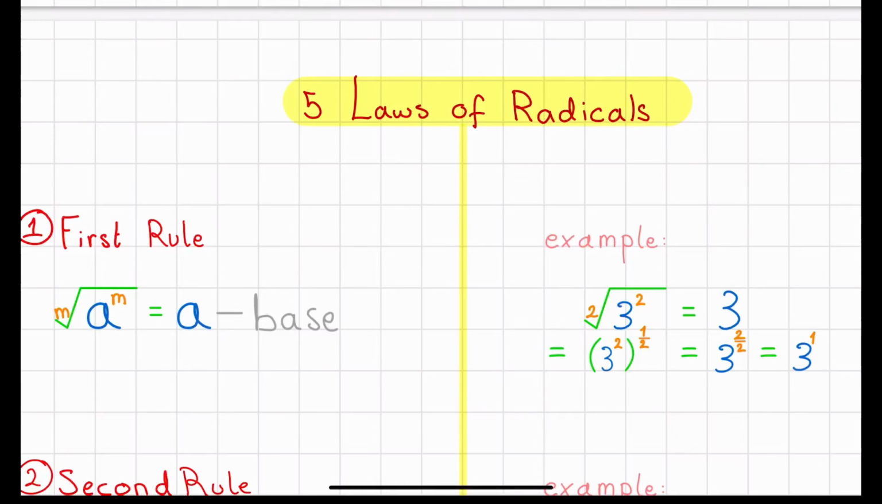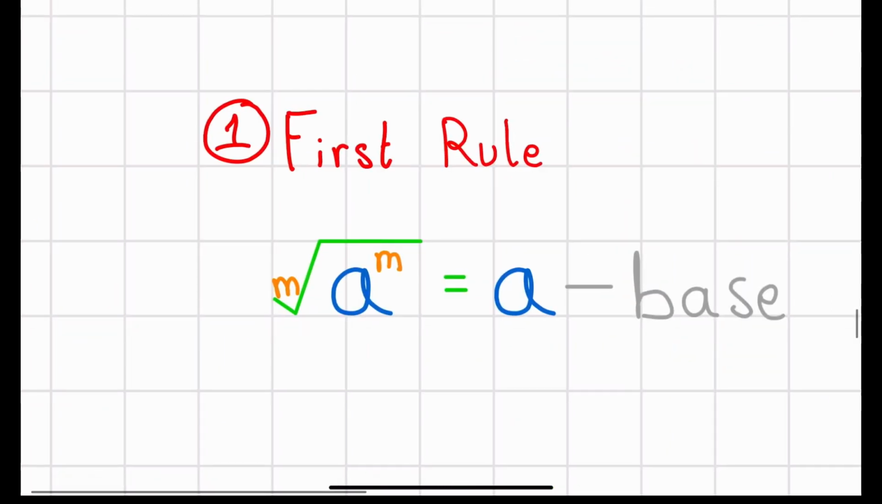Hey everyone, so I made a video on the 5 laws of exponents, and today I thought we'd be looking at the 5 laws of radicals. Let's begin with the first rule.